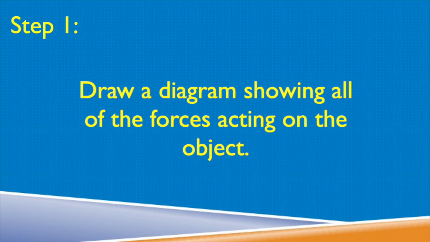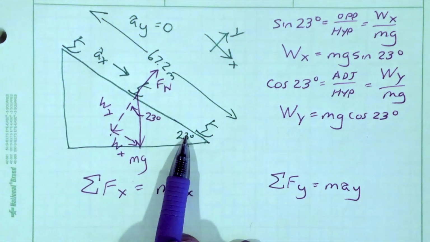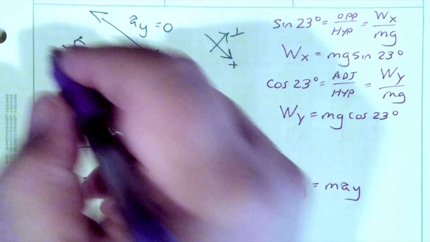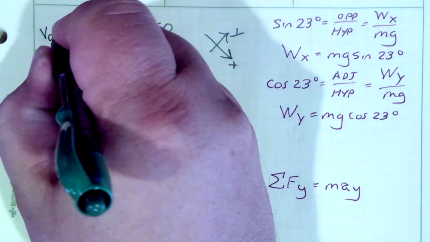Well, step one in the process is always to draw a diagram showing all of our information and the forces acting on the object. And that diagram is pretty much unchanged from the previous time with one exception. As before, we draw the incline here with an angle of 23 degrees. As before, she has a velocity of 0 at the top.